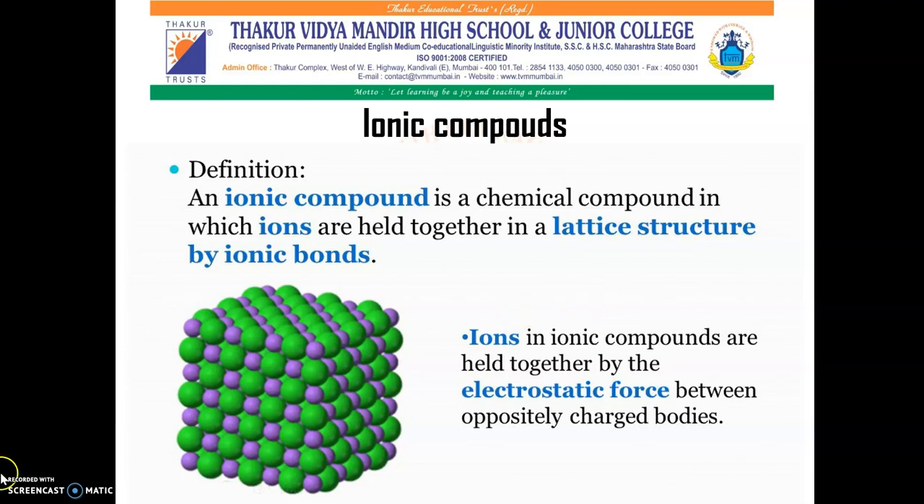Ionic compounds. An ionic compound is a chemical compound in which ions are held together in a lattice structure by ionic bonds. It is formed from two units, namely cation and anion. The cation and anion being oppositely charged, there is an electrostatic force of attraction between them. And we know this force of attraction between the cation and anion is called the ionic bond.